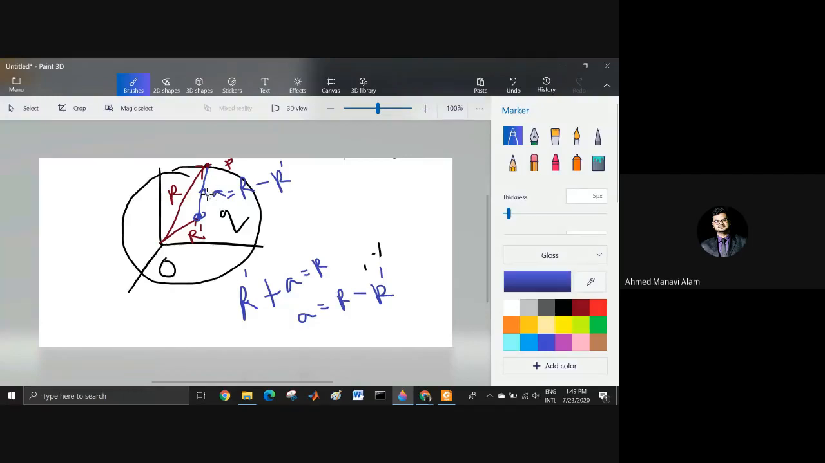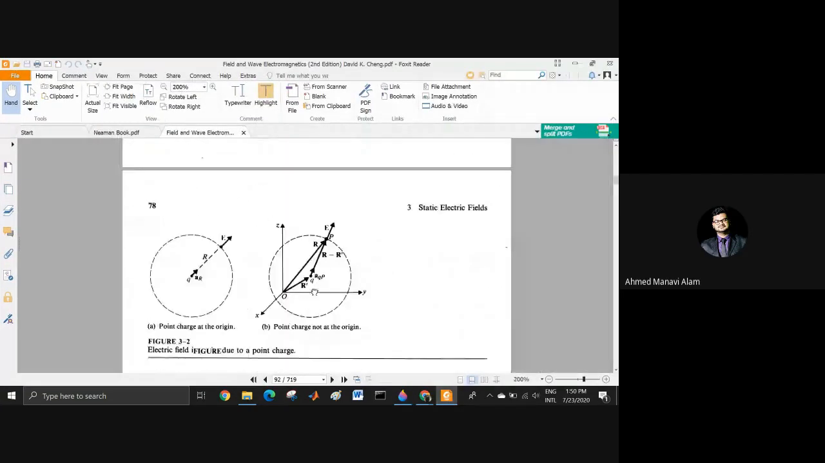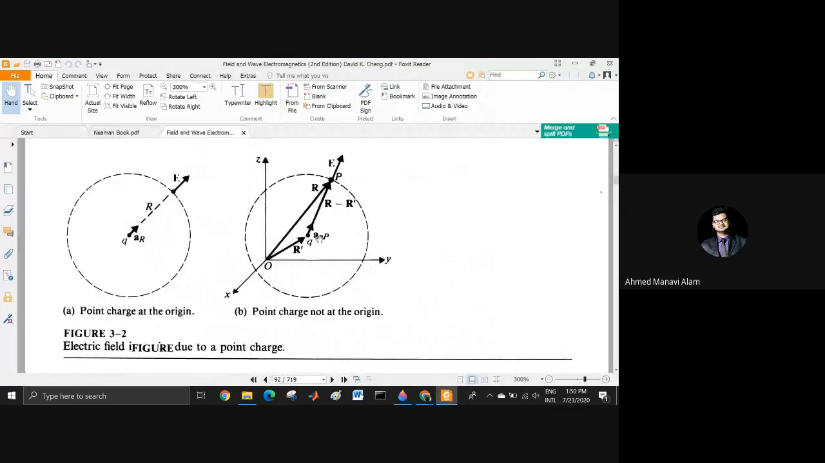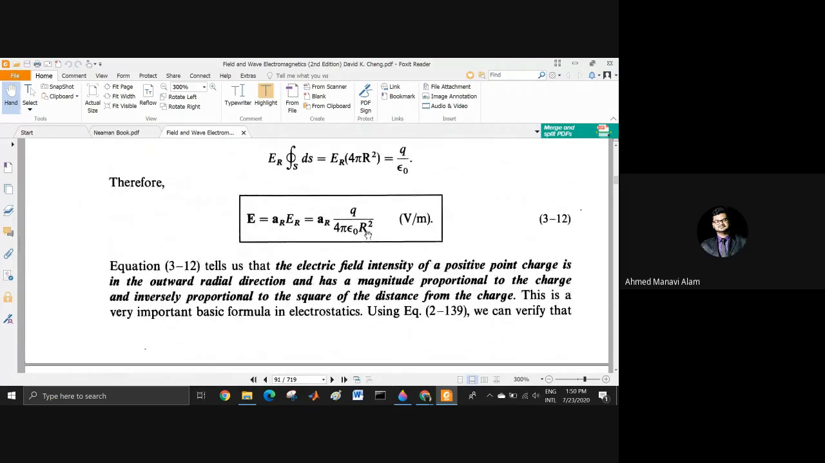Suppose I am taking this distance A, so A is equal to R minus R prime. I am getting it from the triangle rule, the triangle law of vector addition. We discussed it in the very first class. So now comes the part. I know the distance between the charge Q and the point P, which is R minus R prime. Now you can see from the formula, this is R square, that means it is just the magnitude of R to the square.